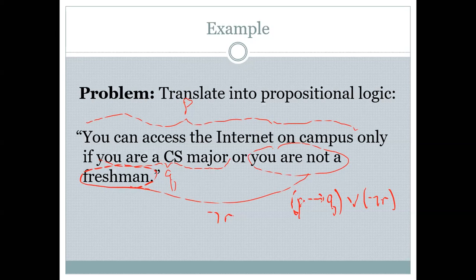There has to be something with the not R. It's like you're not a freshman, but you want to tie that back to something. What do you want to tie it back to? The fact that you can access the internet. Okay, so how do you do that? So you're thinking that the second part needs to change. How's it going to change? P implies not R.